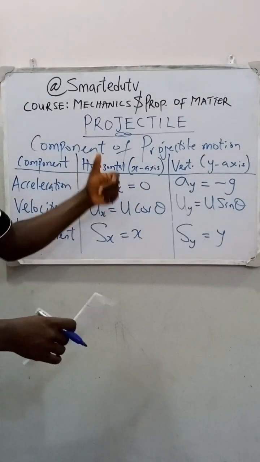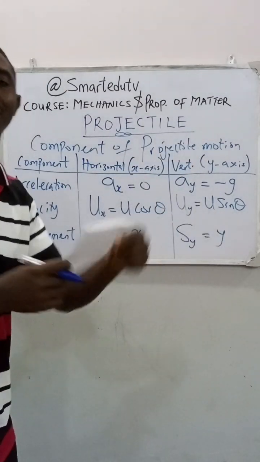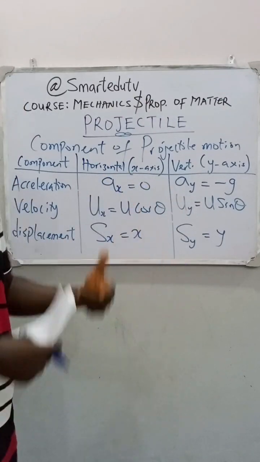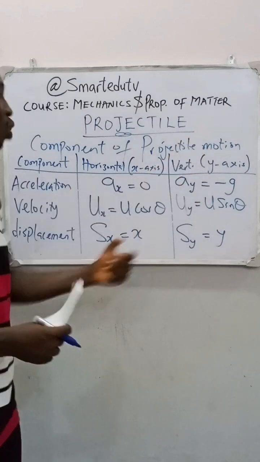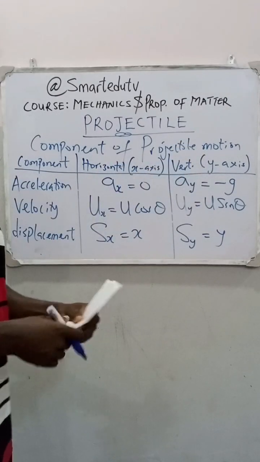The equation we use under projectile is still the equation we are familiar with. It's still the equations of motion, or we call it Suvat equations. They are still the same thing. So this equation of motion is what we use in solving problems of projectile motion.